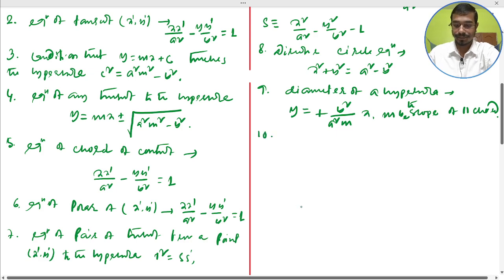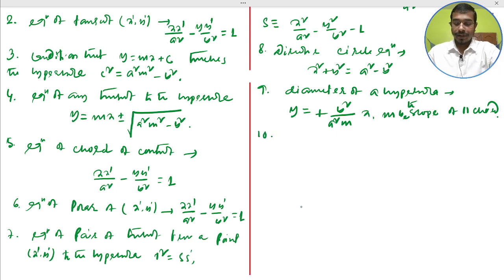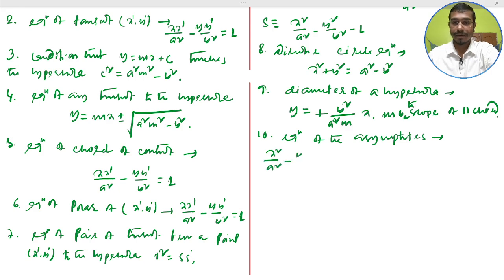Number 10. Equation of the asymptote. This is for JEE Advanced. This is nothing but x square by a square minus y square by b square is equal to 0, or you would get x by a plus minus y by b equal to 0.